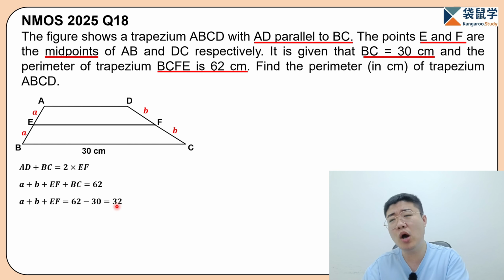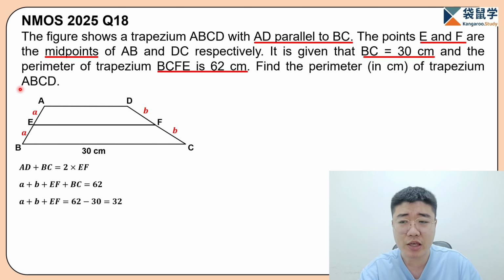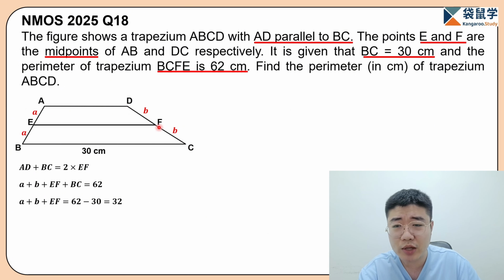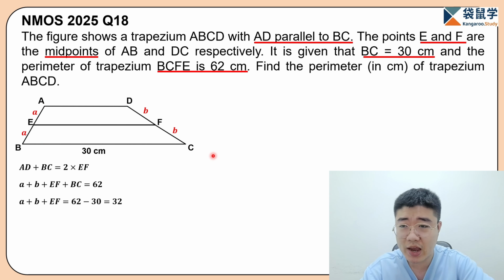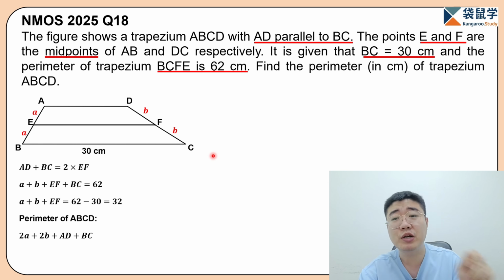Now, let's check what they are asking in the question. They want to find the perimeter of trapezium ABCD. Looking at ABCD, this line AB will equal 2 times A. The line CD will equal 2 times B. And we have the top line AD and the bottom line BC. So if we add everything together, this will give us 2A plus 2B plus AD plus BC.